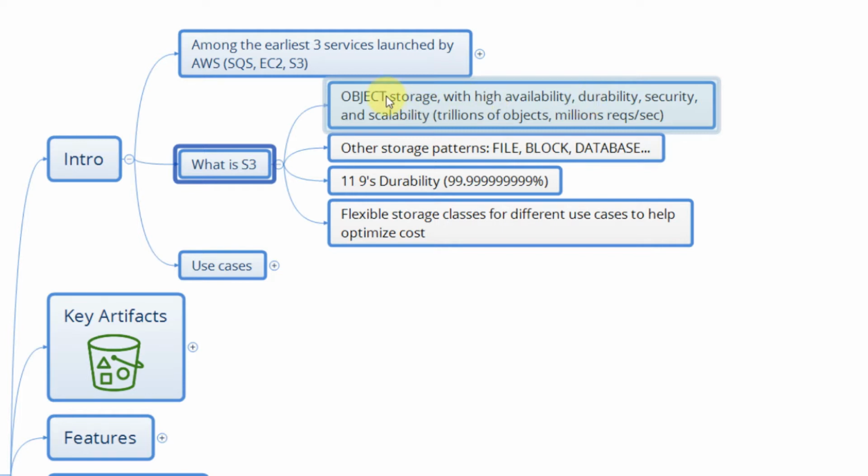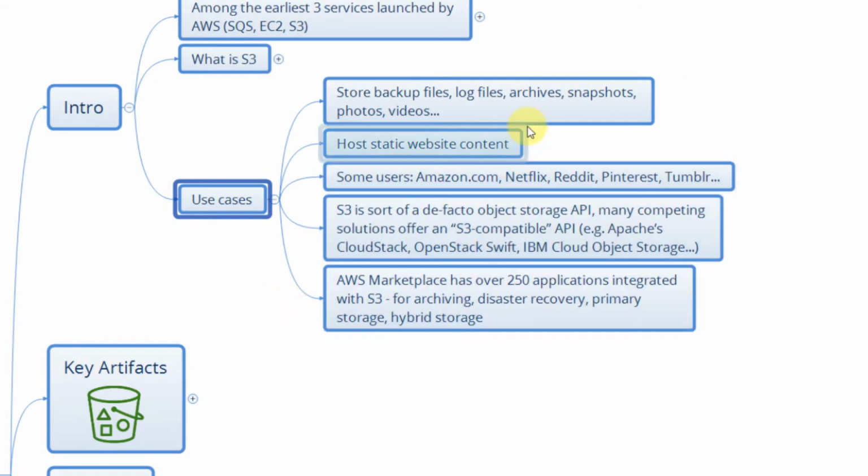To contrast with object storage, other forms of storage services are file storage, block storage, and database storage. It provides 11 nines of durability and provides a lot of storage classes for flexibility and to optimize cost. S3 can be used for storage of objects such as backup files, log files, photos, videos, and so on. It can be used to host static website content. It's used by a lot of big companies, Amazon.com among them, Netflix, and so on.